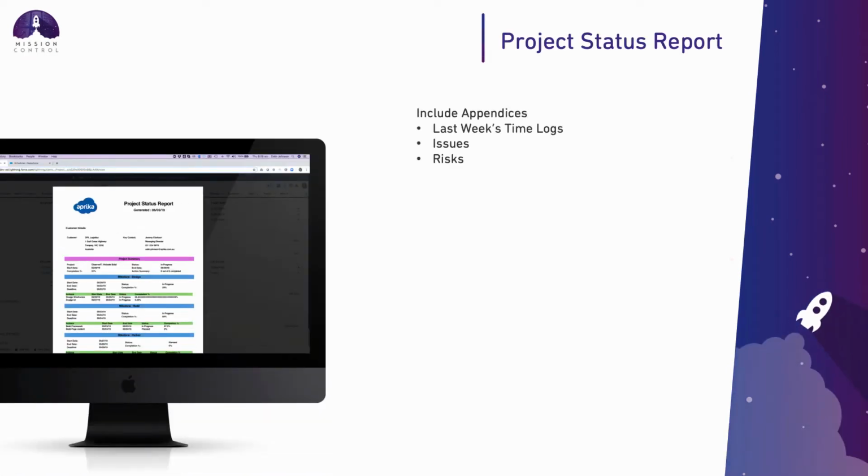After we launched the project status report earlier this year, we've had a lot of positive feedback on that, as well as a few requests from customers, which is obviously always great news. What they were looking to do is have the ability to include some appendices in that report. So we've given you the ability to optionally choose whether you include last week's time logs. You can also include specified issues and any risks that you want to make the client aware of as well.